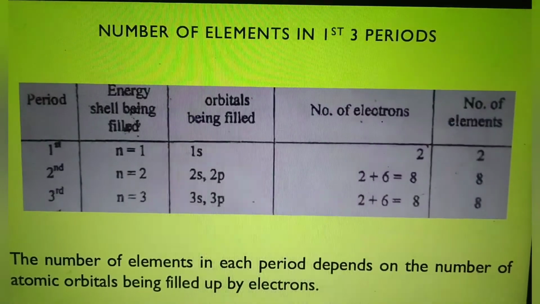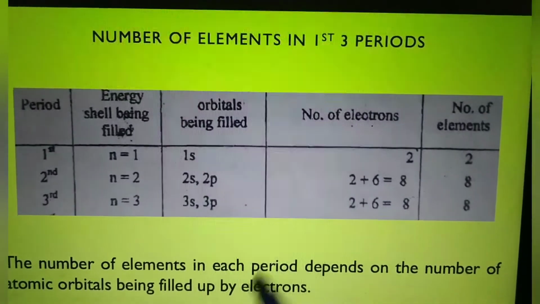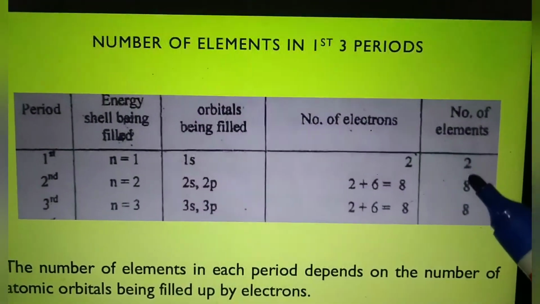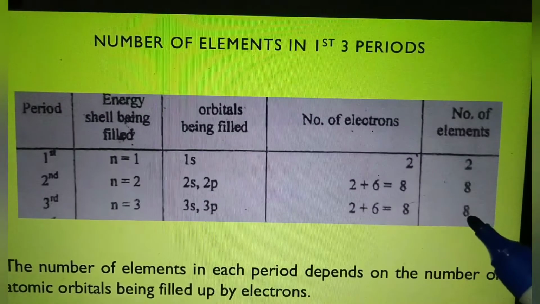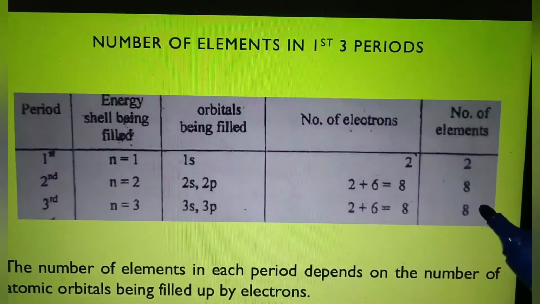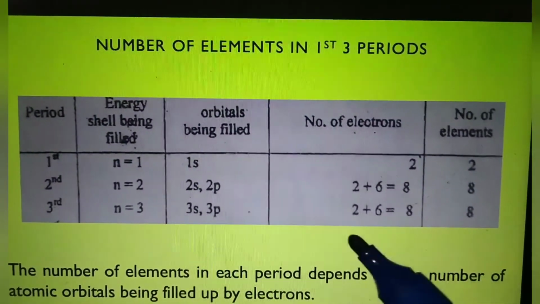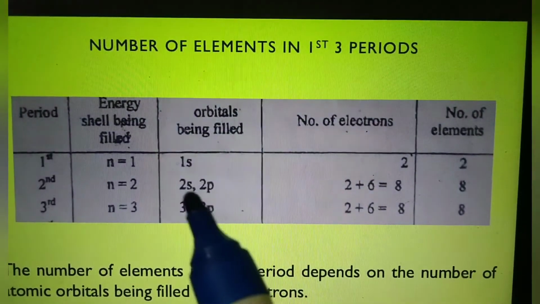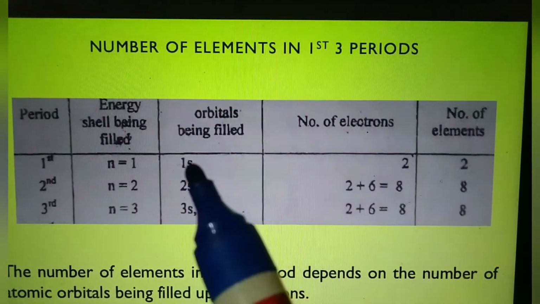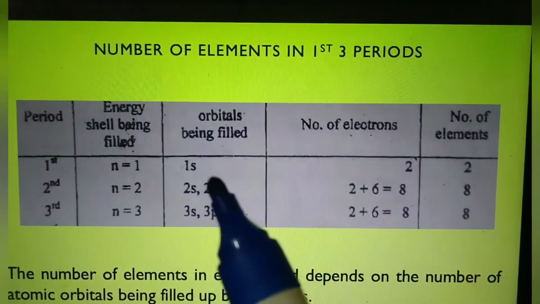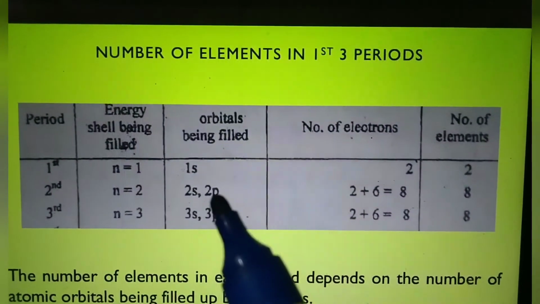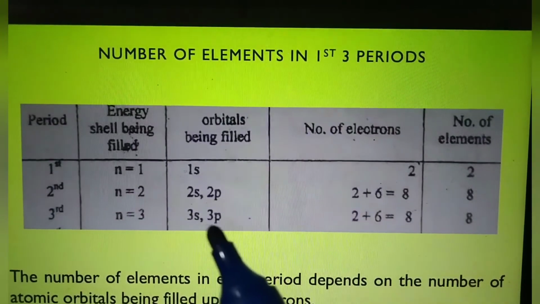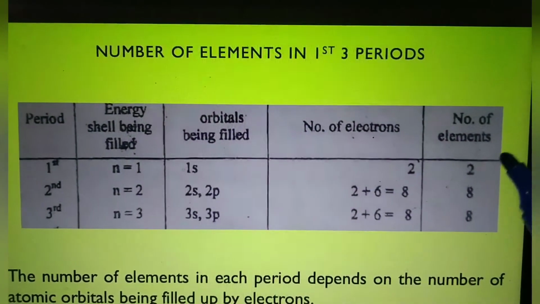Here you can see the number of elements that are present in the first, second and third periods in the periodic table. The number of elements in each period is twice the number of the atomic orbitals available in the energy level. For example, in the first period only one s orbital is present, so 2 elements are there. In the second period, s and p, so a total of 4 atomic orbitals are there, so 8 elements are there, and so on.